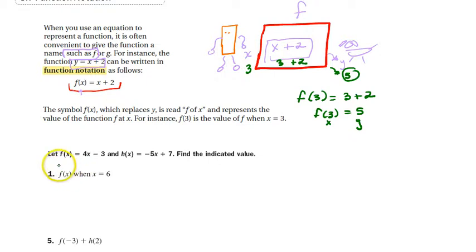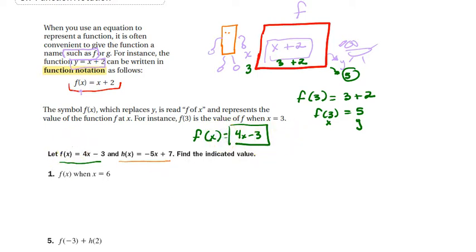Now let's look at another example. Here they've given us two functions, function f and function h. It says find the indicated value. First of all, let's think of these as function machines. So let's start with function f. f of x, this is our little machine. When I put any value of x in there, I'm going to multiply it by 4 and subtract 3. So that's what this function equals.